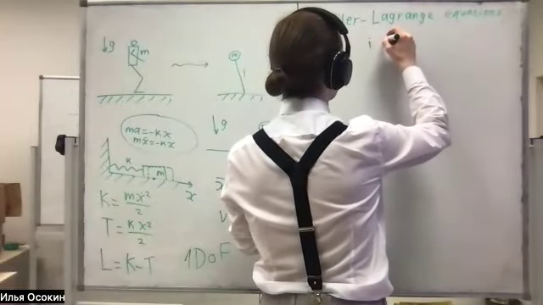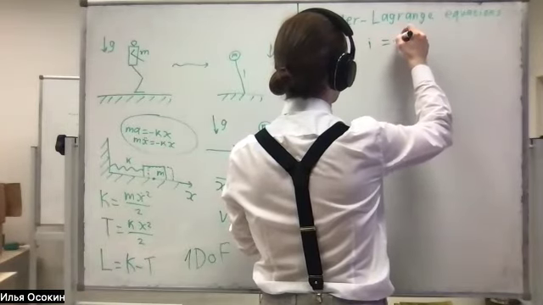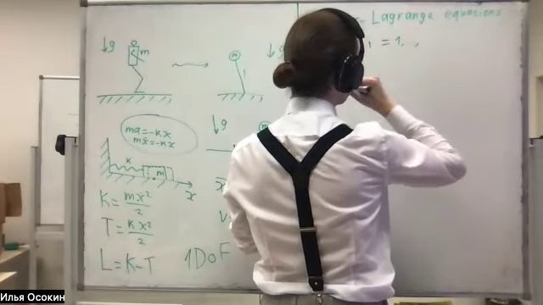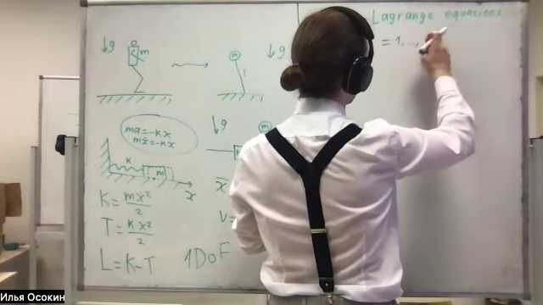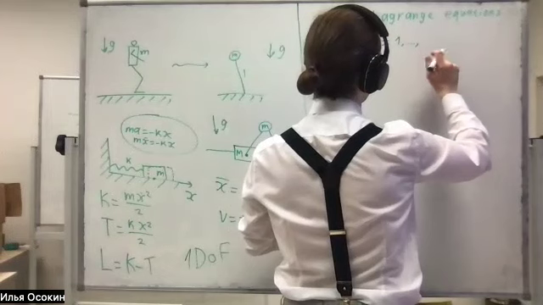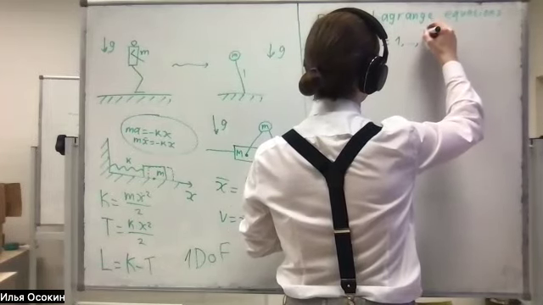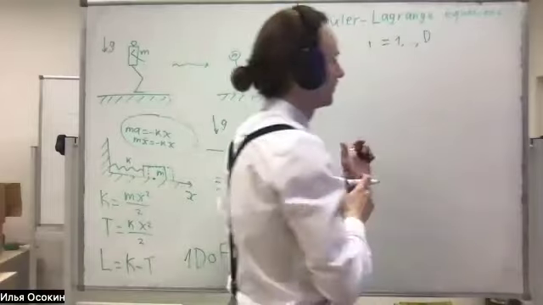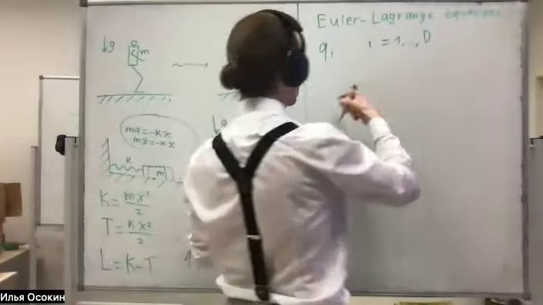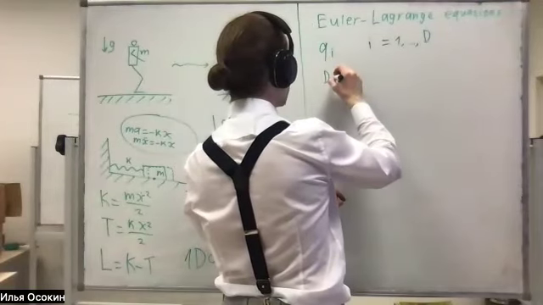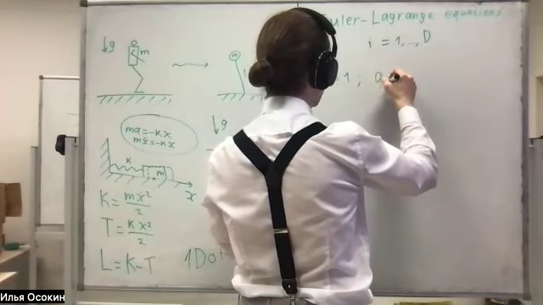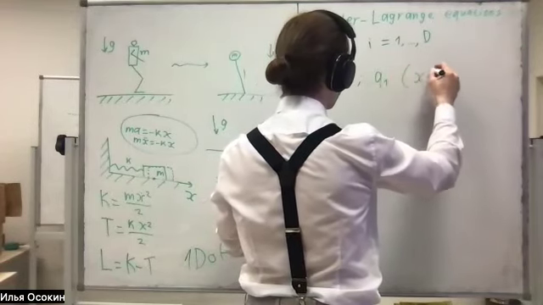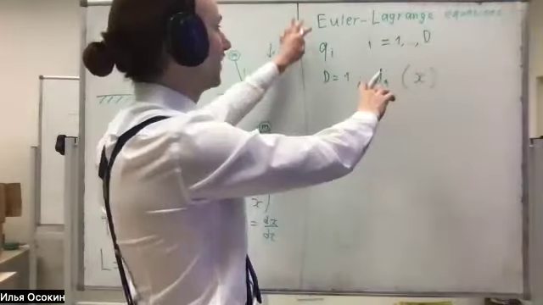So I goes over 1 through, let's call it D. D will be the dimensionality. So in our case, D is equal to just 1. And we will have just Q1, which will be really X. And now the equation itself.